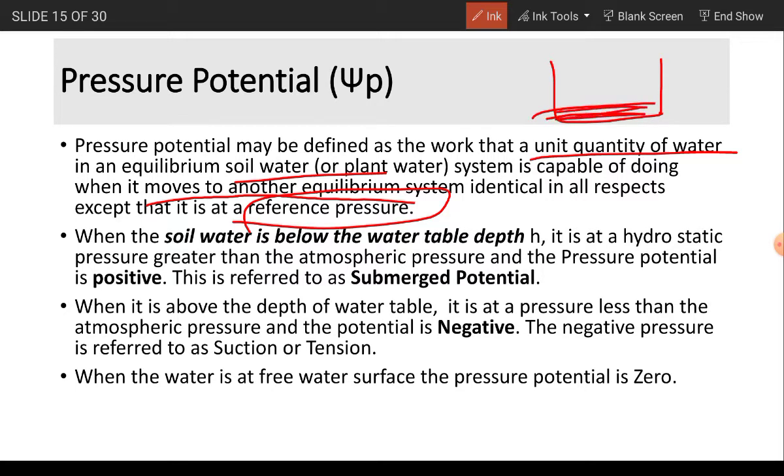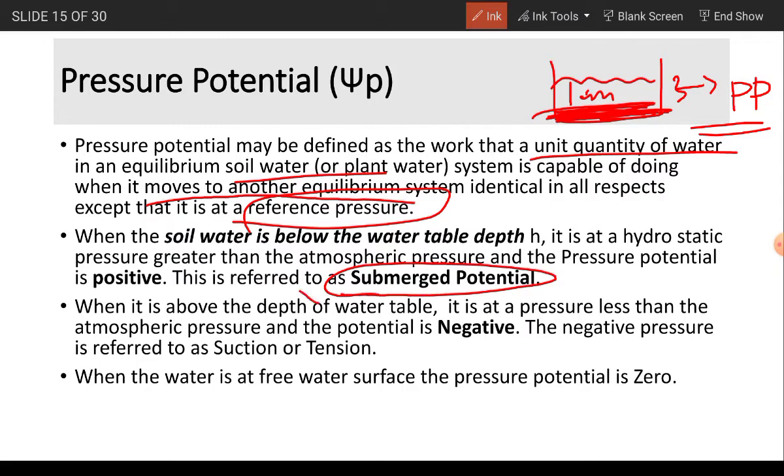Okay, this is soil, and there is a standing water of, suppose, 1 centimeter. So this creates the pressure potential. When the soil water is below the water table, it is at a hydrostatic pressure greater than that of atmospheric pressure, and the pressure potential is positive, which occurs in submerged soil. As I said, here it is positive, also called submerged potential.